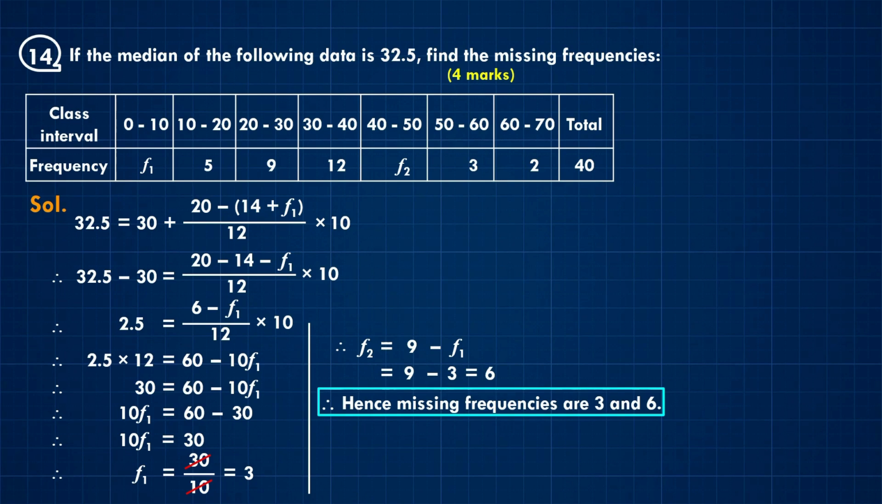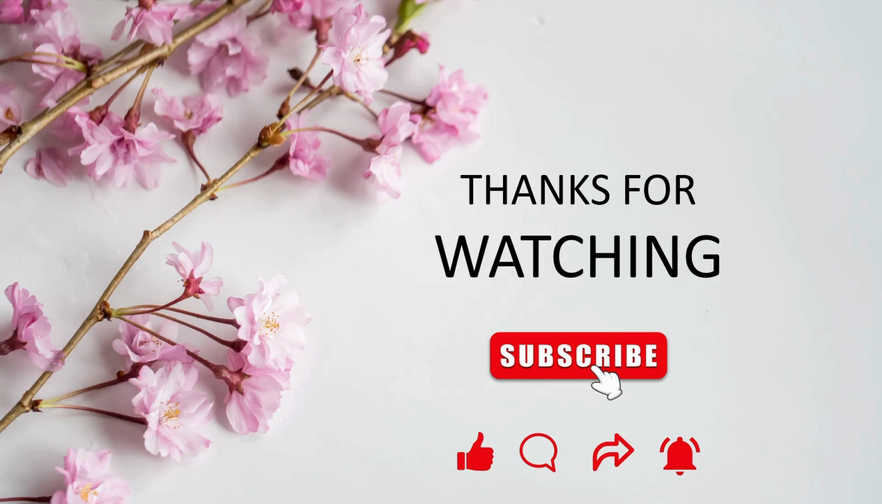Hope it is clear to you. Okay, so that's all for today. So we have solved a couple of problems using median. Okay, so now that's the end of this topic.